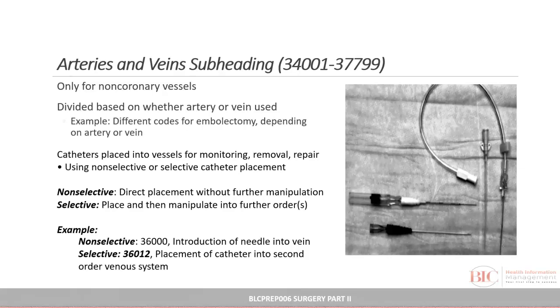The example here, non-selective, is an introduction of a needle into a vein. It's going directly into a vein. Selective would be 36012, which is placement of a catheter into a second-order venous system.